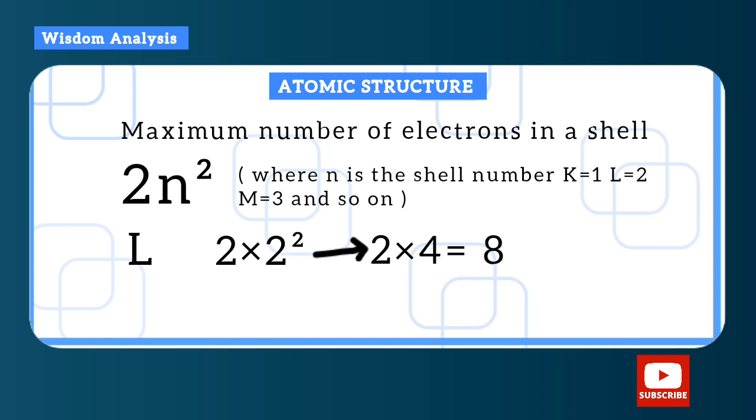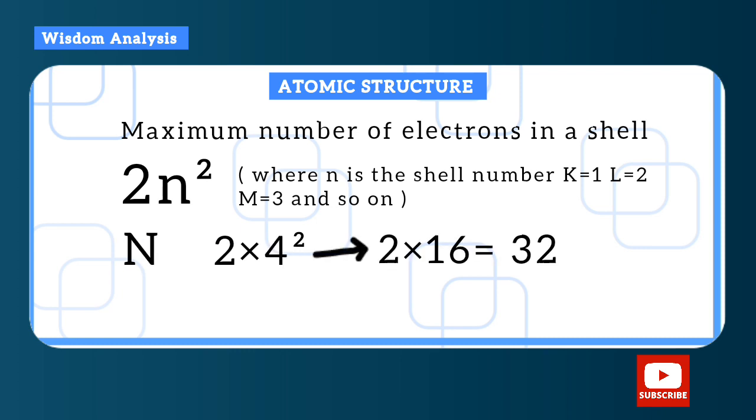Now for the third shell we are going to use 2 times 3 raised to the power 2, which will give us 2 times 9, which is equal to 18. And same for further shells as we move on to N, O, P, and so on. So for N, it is 4, 2 times 4 square, 2 times 16, which will give us 32.